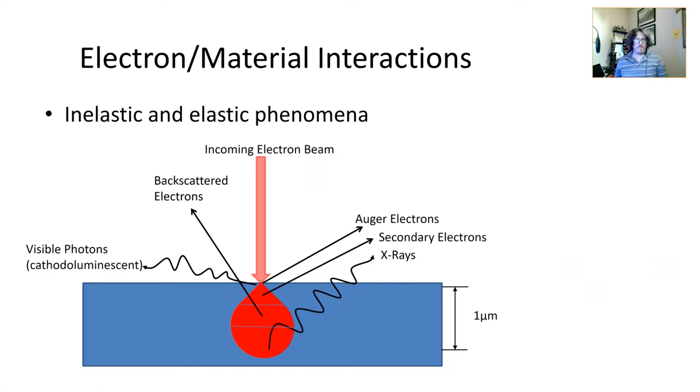All right, we are talking still about scanning electron microscopy. We're talking about electron material interactions and more specifically the detectors. And I will, as promised, go over this slide several times, the different things you get when you hit a material with an electron beam.